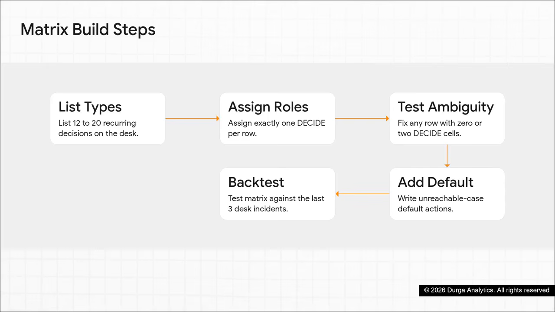Fix it. Crucially, and most desks never do this, add a column for unreachable case defaults for when your primary decision maker is stuck on a flight. Finally, backtest the whole thing against the last 3 incidents on your desk. If the matrix wouldn't have changed the outcome of those incidents, I guarantee it's too coarse.